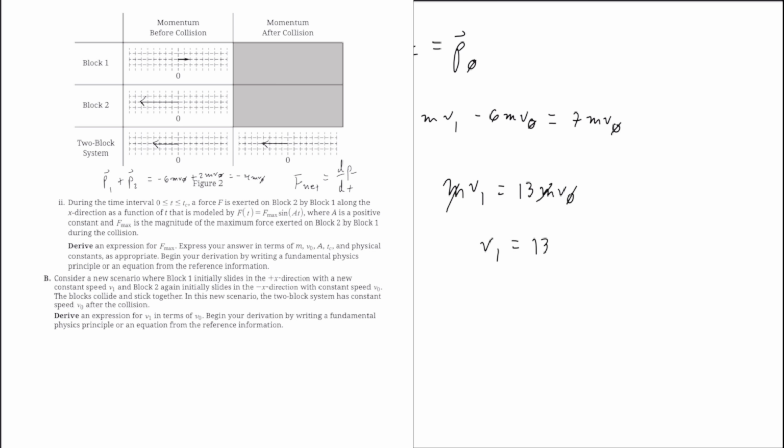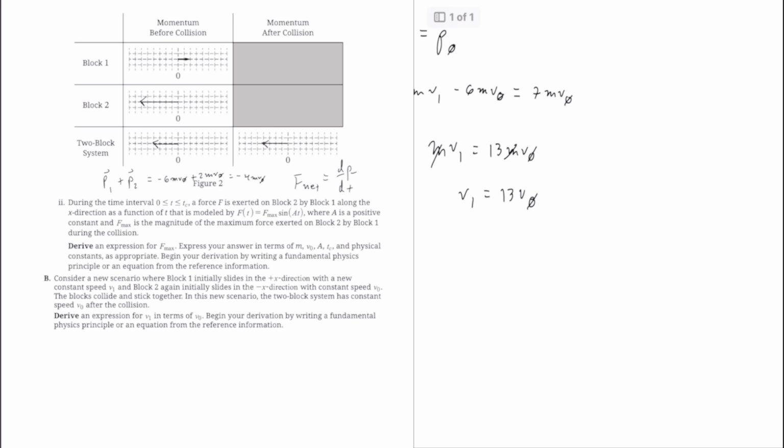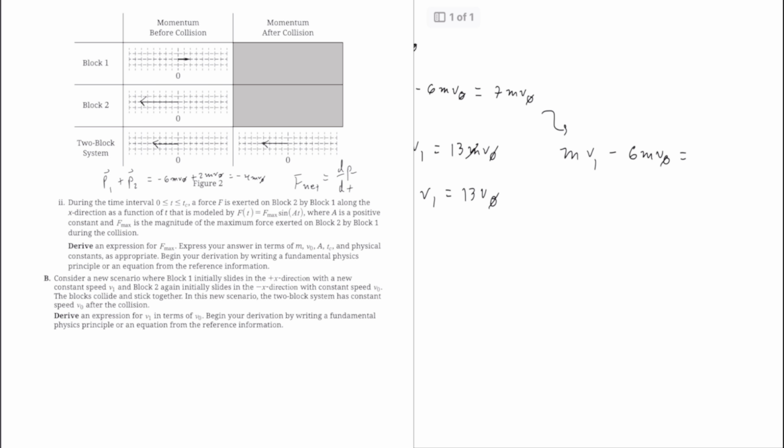v1 equals 13v0. But you might be asking, well, hey, how did you know that this final momentum was in the positive direction? What if it's in the negative direction? They just said it has a constant speed v0. They didn't say it has a constant velocity positive v0, and you're absolutely right to think that. In fact, I thought that on the exam, so I tried it. What if it was negative, right? They might give you points for showing this. I highly doubt it. But what if it had negative velocity at the end?